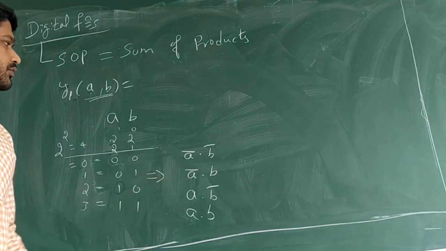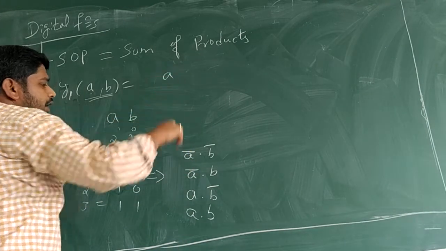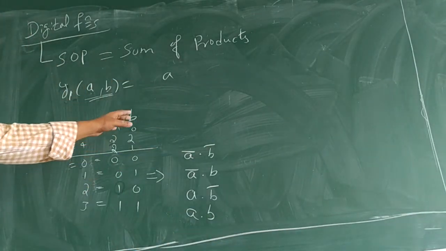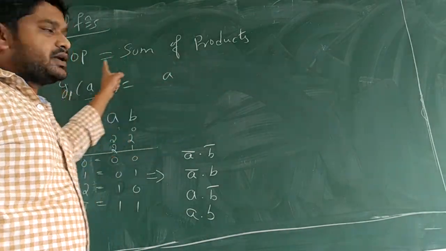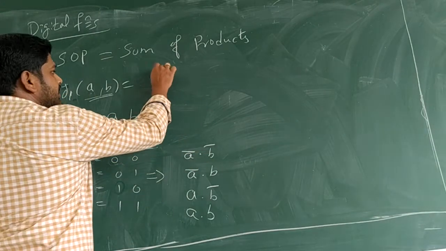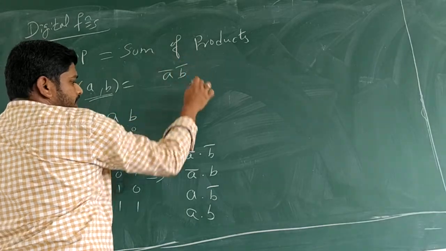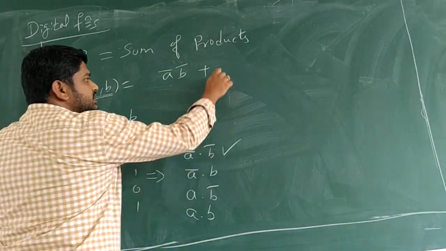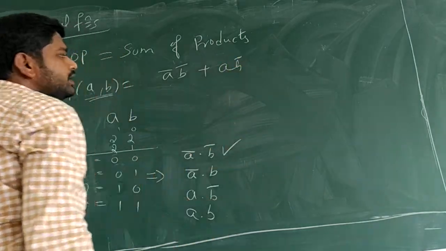Now what I will do is take any two terms. I will not take all the terms. It is not compulsory to take all the terms when it is a function. We can take any of the terms. A bar B bar is the first term, plus, let me take the third term, A B complement.